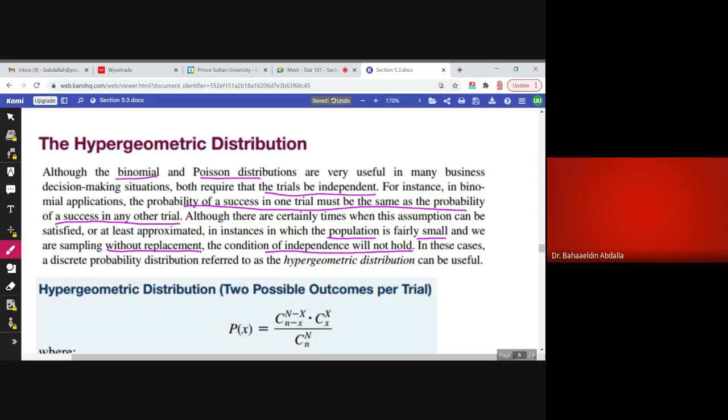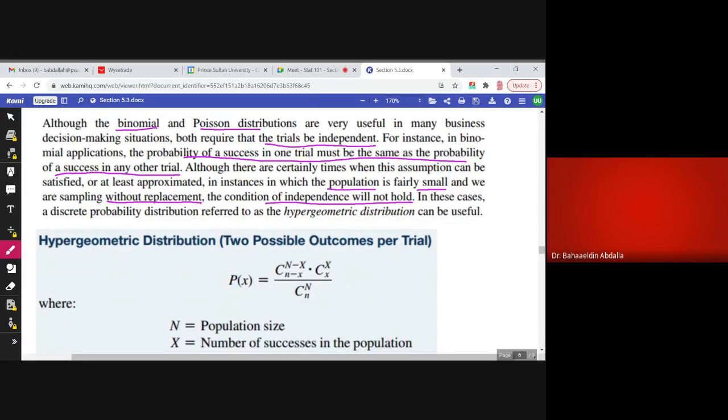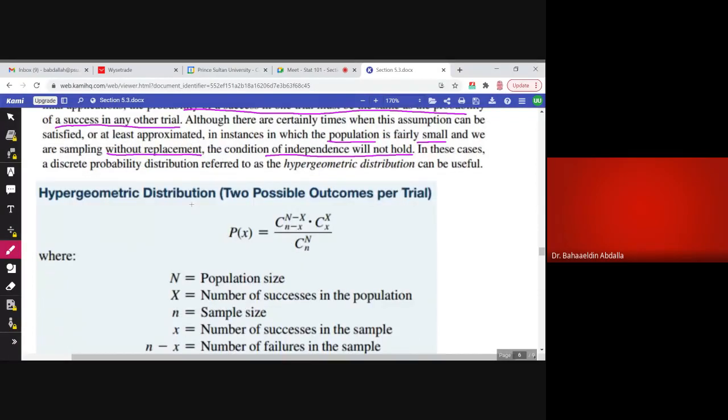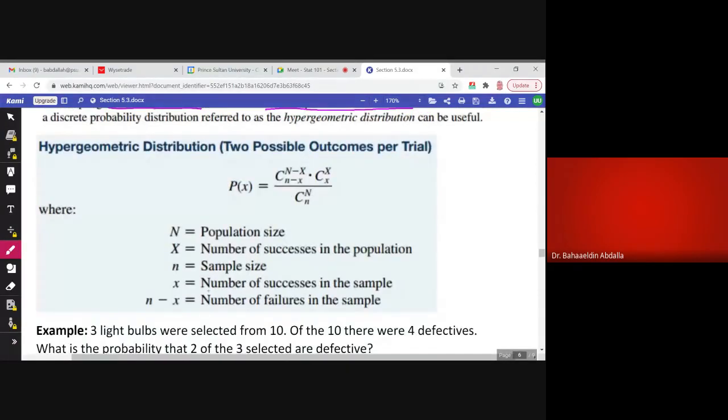So when do we use the hypergeometric distribution? We use it when the population size is small and sampling is without replacement. Put this in your mind. What are the values of x? Well, x in this case would be the number of successes as usual, but this time in the sample. And the sample size is small n, okay?